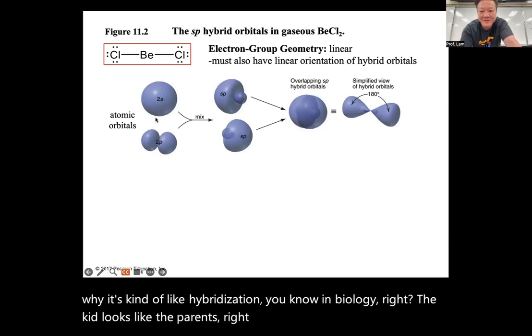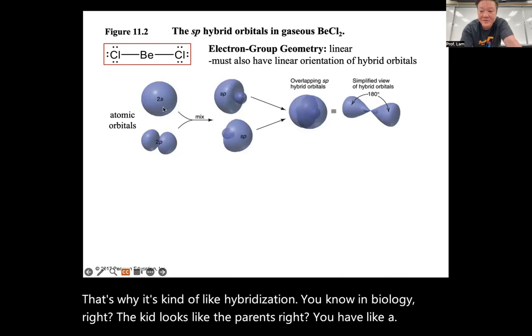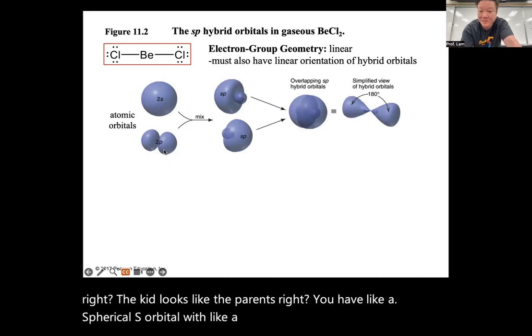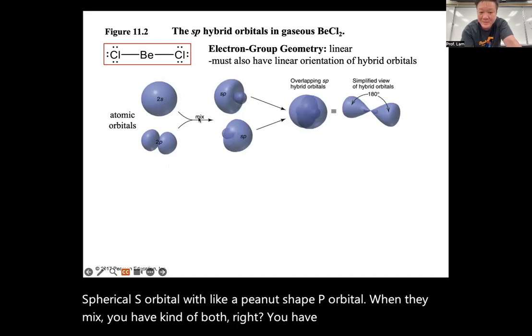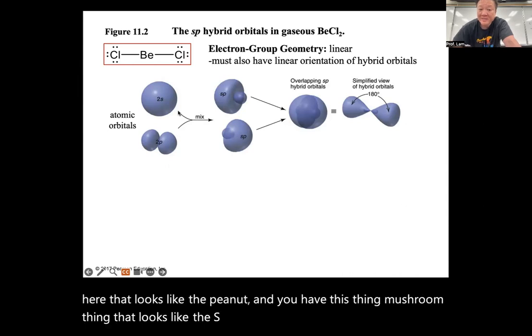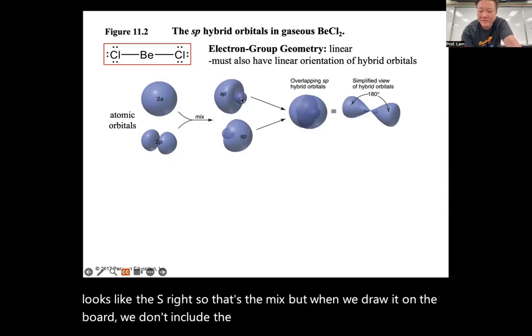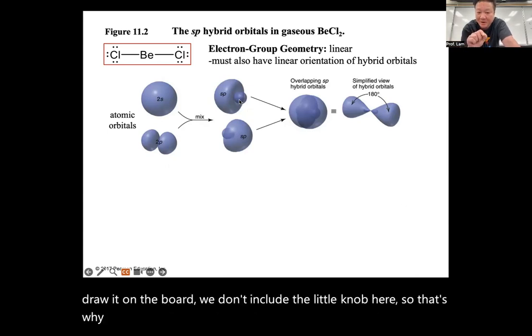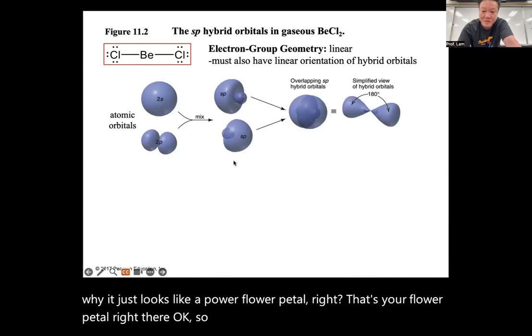You have a spherical s orbital and a peanut-shaped p orbital. When they mix, you have kind of both. You have this little knob right here that looks like the peanut, and you have this mushroom thing that looks like the s. So that's the mix. But when we draw it on the board, we don't include the little knob, so it just looks like a flower petal. That's your flower petal right there. So we just draw it like that.